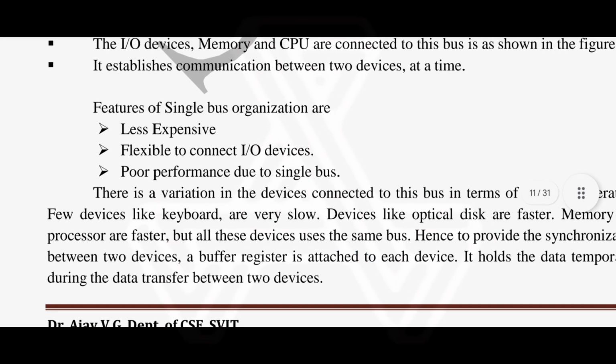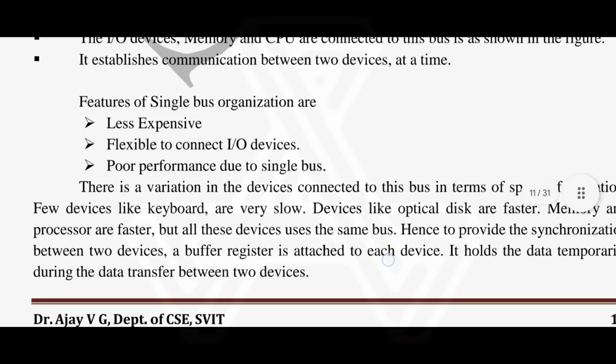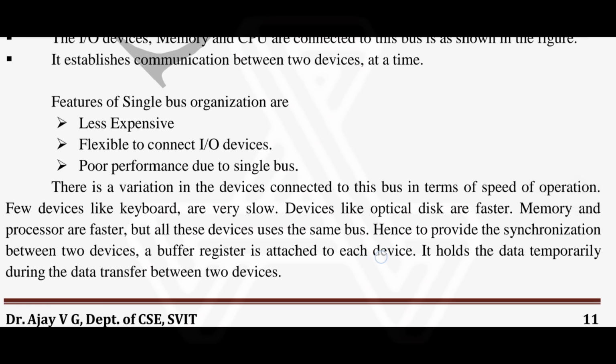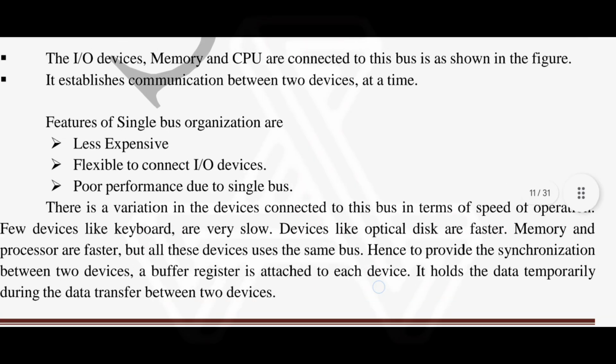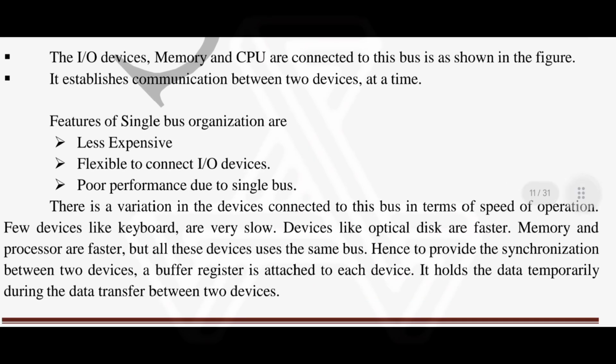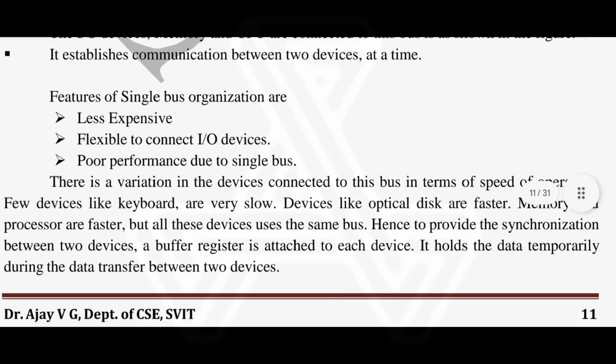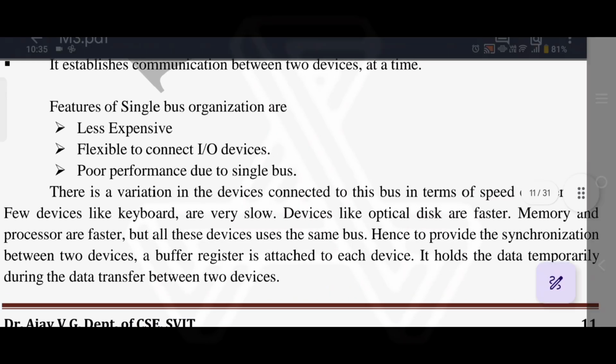There is a variation in the devices connected to this bus in terms of speed of operation. Few devices like keyboard are very slow. Devices like optical disc are very fast. Memory and processor are faster, but these devices use the same bus. Hence, to provide synchronization between two devices, a buffer register is attached to each device. It holds the data temporarily during the data transfer between two devices.